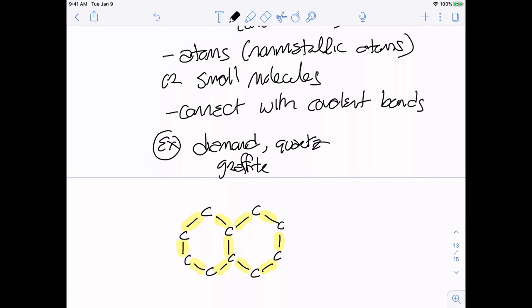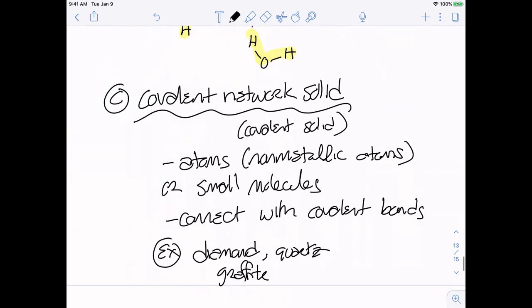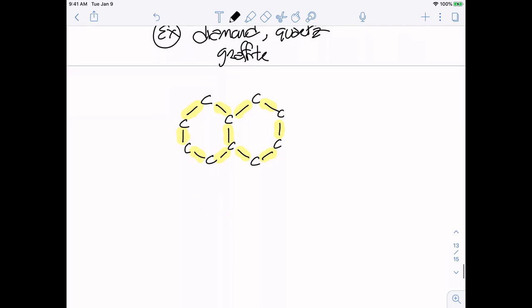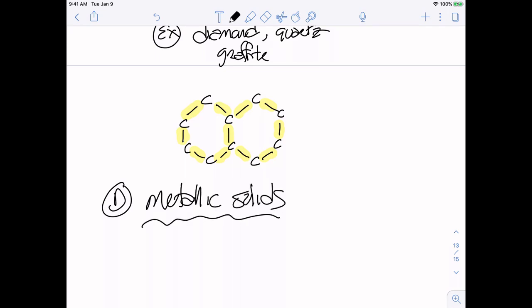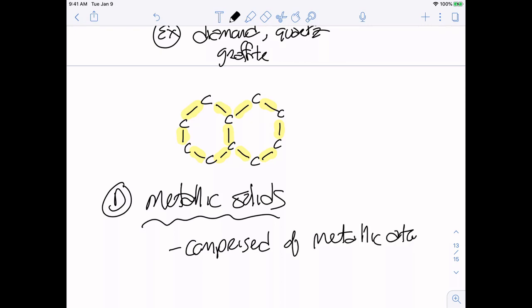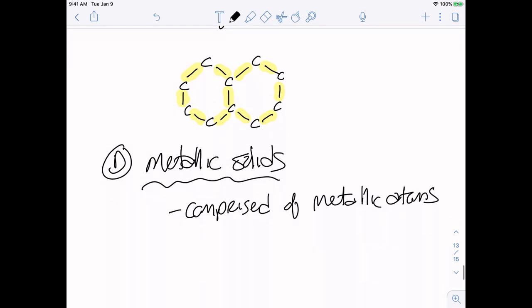So, a covalent network solid. And then my third one, or my fourth one, I guess, D. These are metallic solids. It's made up of metal atoms. And then it's held together with metallic bonds.